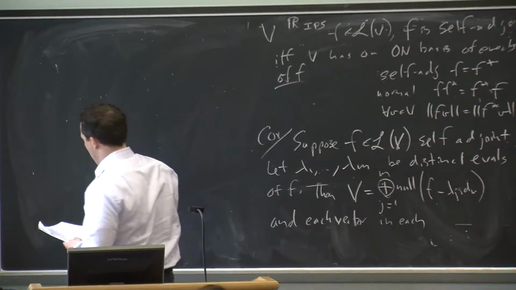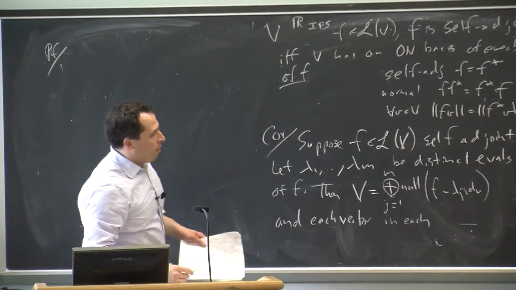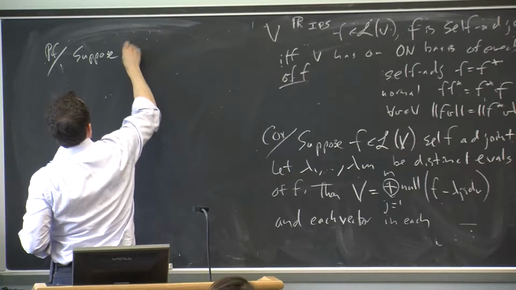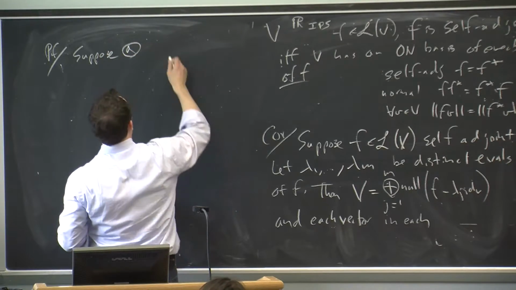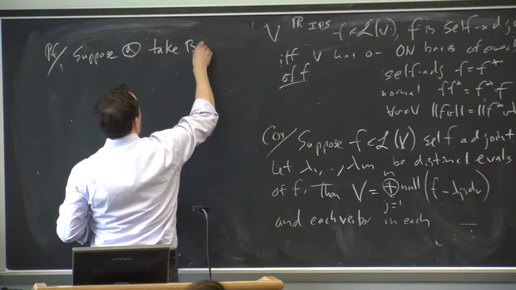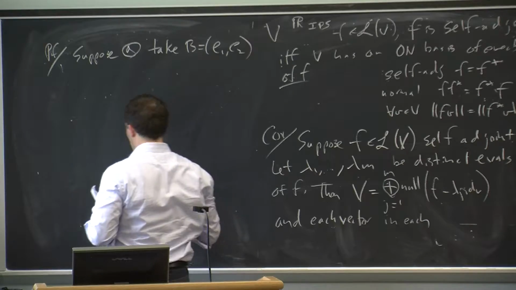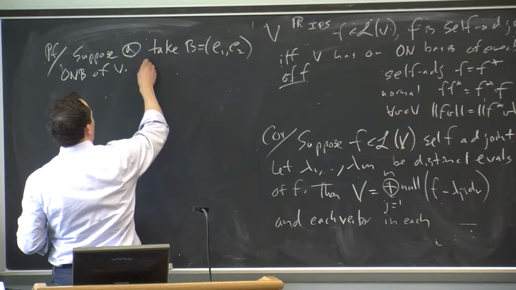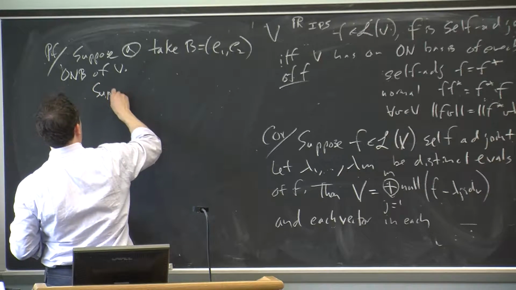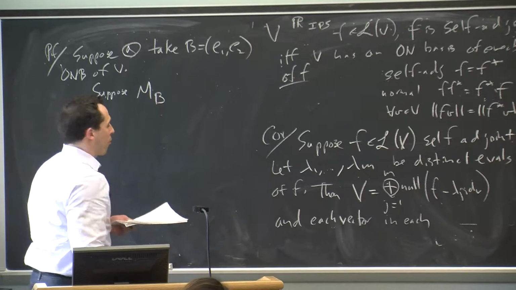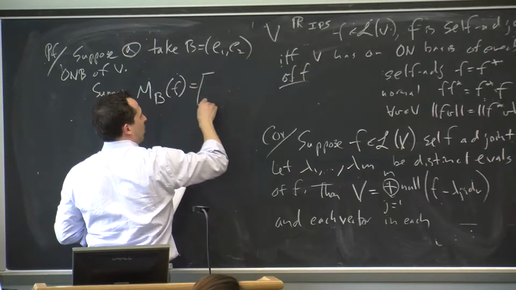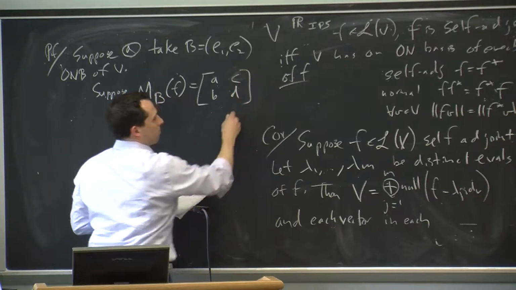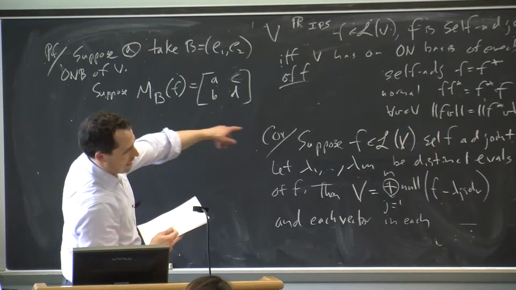Okay, so let's prove this. So we'll start with A. Suppose A holds. And take B to be our orthonormal basis. And we want to consider the matrix. So I just know B is an orthonormal basis. I plug in my F, I get out a matrix. At this point, I know nothing about the matrix. So I'm just going to put in A, B, C, D. Just four variables. And we want to prove that it has that form.